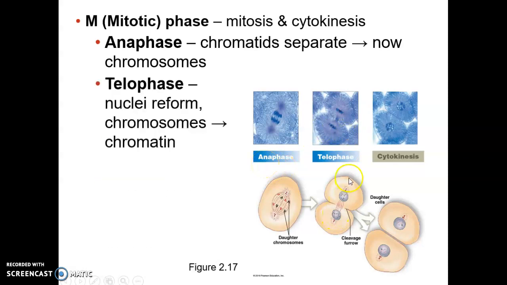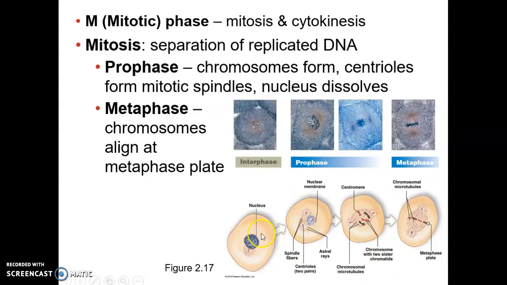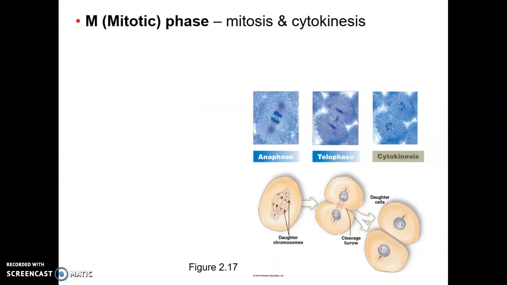Then the next phase, telophase. The nuclei form around the chromosomes now. The chromosomes decondense and form chromatin. And then in cytokinesis, which starts to occur during telophase, the cell starts to divide in half, forming a cleavage furrow. And when the cleavage furrow splits the cell in half, you have two daughter or progeny cells, which is the end result of mitosis. They're genetic copies of the original parental cell, ignoring any potential mutational changes.